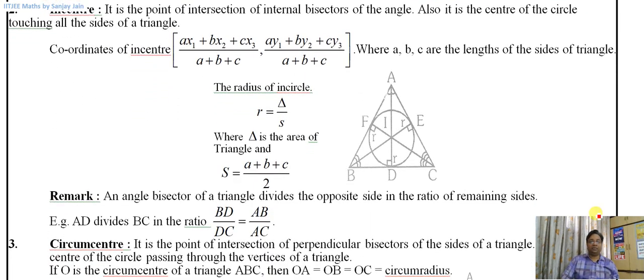And now the incenter: we have studied that it is the point of intersection of internal bisectors of the angles, and it is also the center of the circle touching all sides of a triangle. We have discussed about it in great detail.